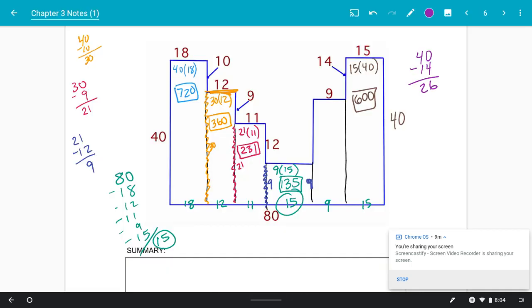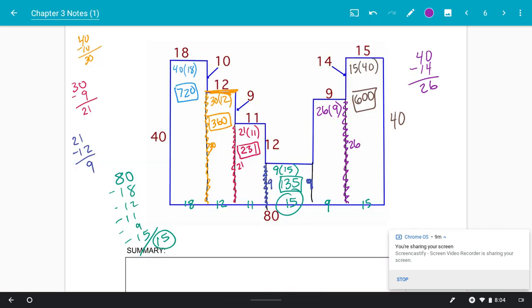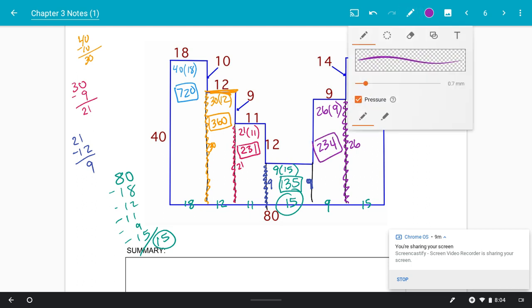So that means that this section right here is 26, which means for this last rectangle, we do 26 times 9, and it's this 9. 26 times 9 is 234. So now the very last step is to take and add these numbers.